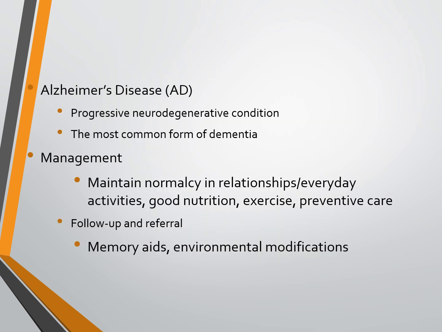Now what I'd like to do is talk a little bit about a degenerative neurological disorder referred to as Alzheimer's disease. Alzheimer's disease is a progressive neurodegenerative condition, and it's the most common form of dementia.